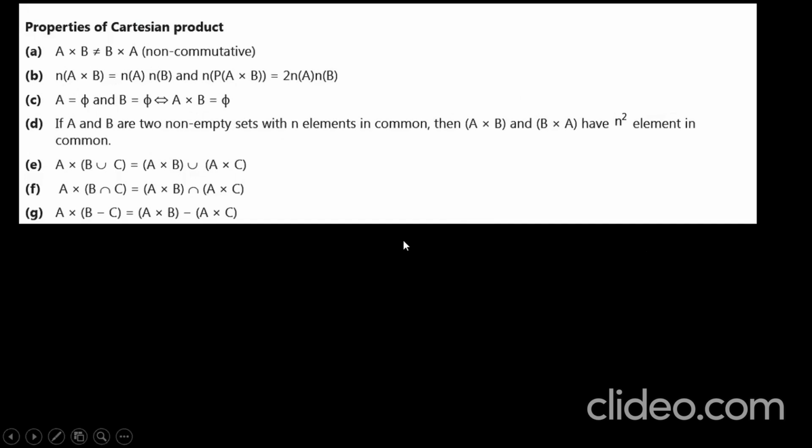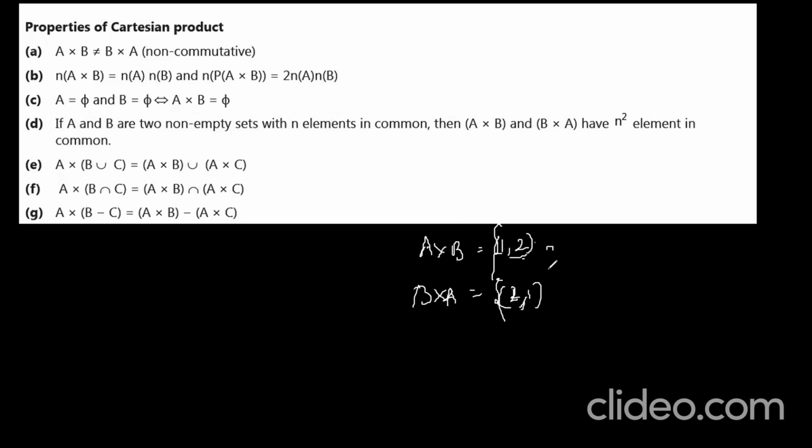What are the important properties of the Cartesian product? A cross B is not equal to B cross A. Why? Because the elements are reversed. If A cross B gives (1, 2) as an ordered pair, then B cross A gives (2, 1). Whenever the elements reverse, the domain and range change. So A cross B is never equal to B cross A.